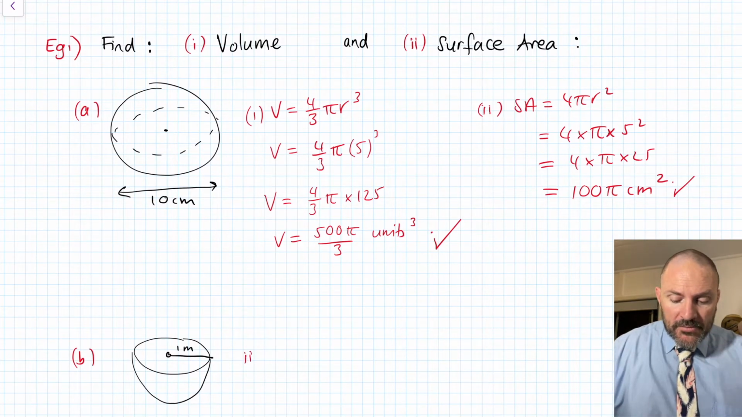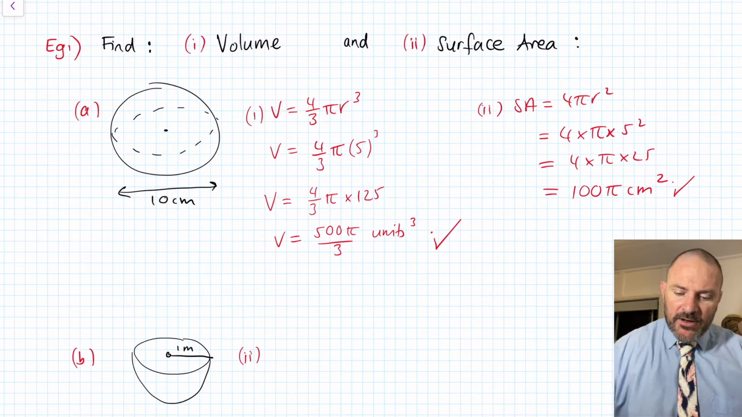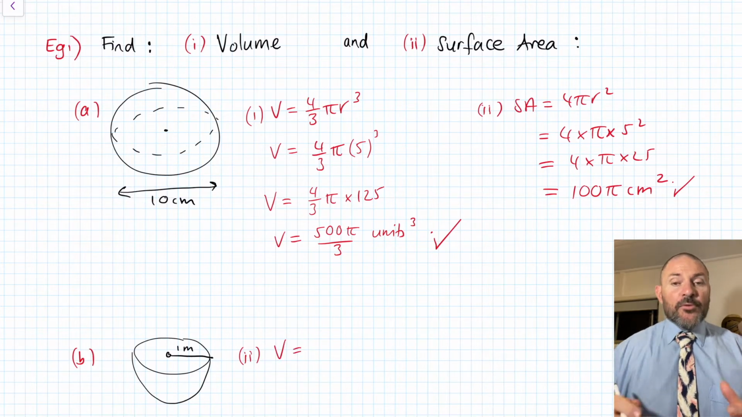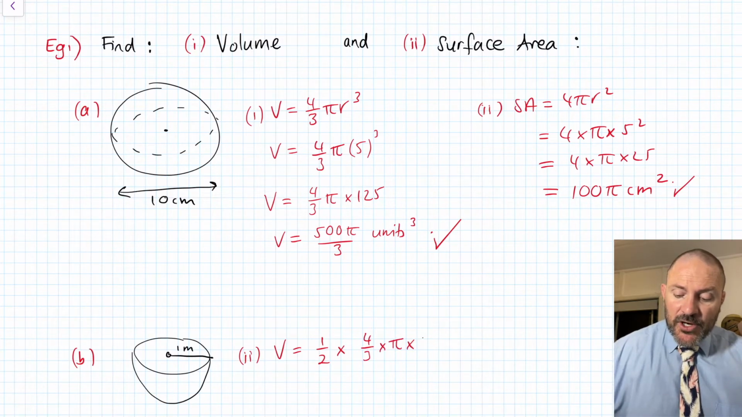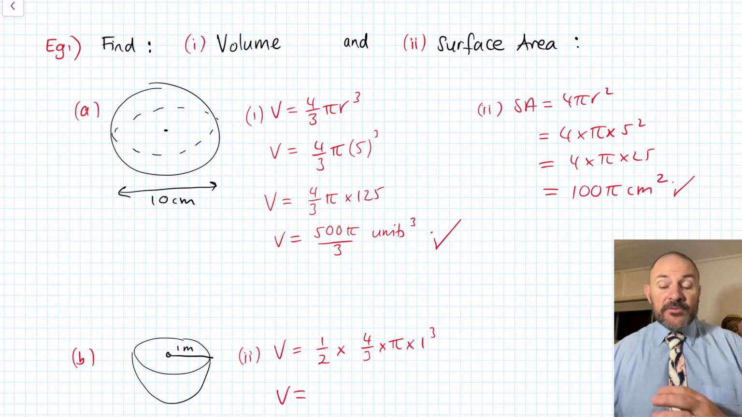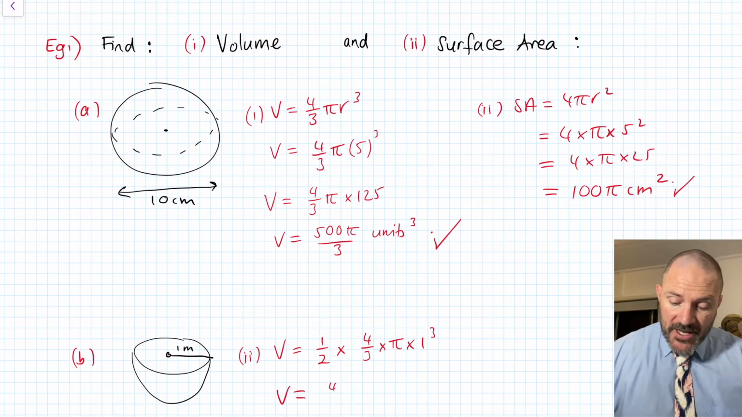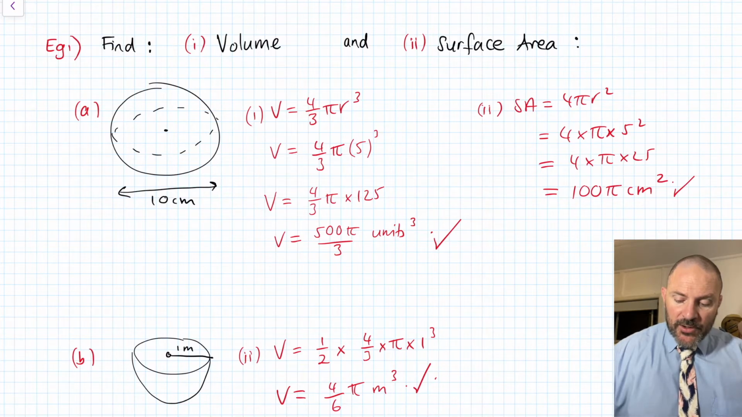So volume should be no dramas because all you're really doing is halving your volume, right? If I know that my volume is 4/3 pi r cubed, I simply need to do half of that. So half of 4/3 times pi times 1 cubed. Volume equals a half times 4/3, just times the tops and times the bottoms. That's 4/6 pi meters cubed. That's it, or volume equals 2 pi on 3 meters cubed.